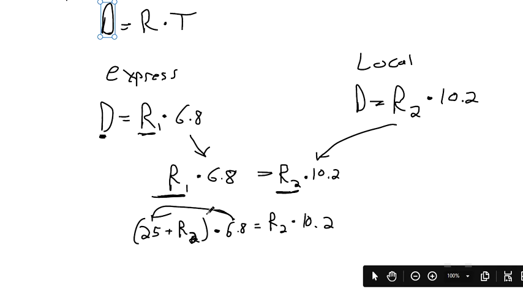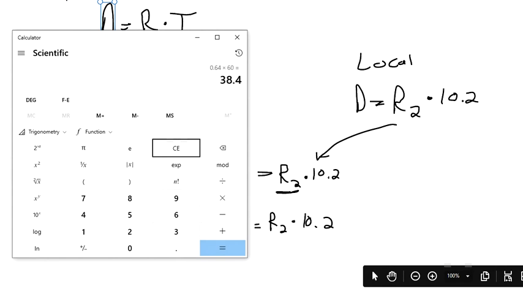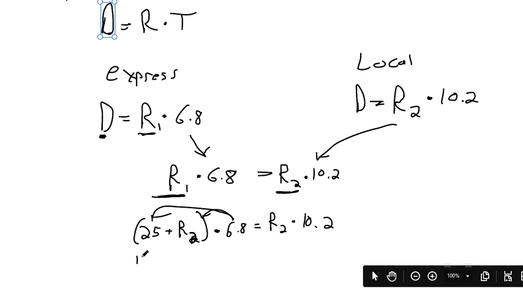Now 6.8 can multiply to everything inside the parentheses. So 25 times 6.8 gives us 170. And R sub 2, we're going to leave that as 6.8 times R sub 2. And that equals 10.2 times R sub 2. We're getting closer. We have R sub 2 on both sides of the equation, so let's subtract 6.8 R sub 2 from both sides.